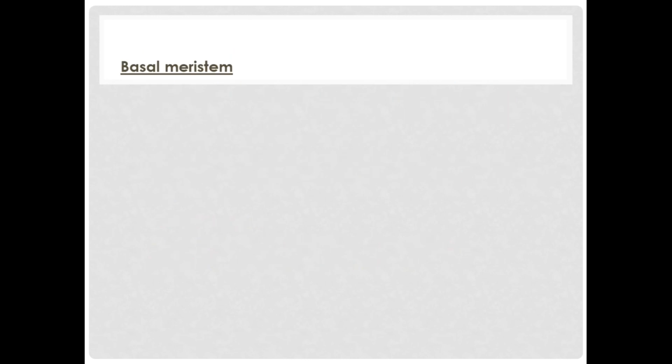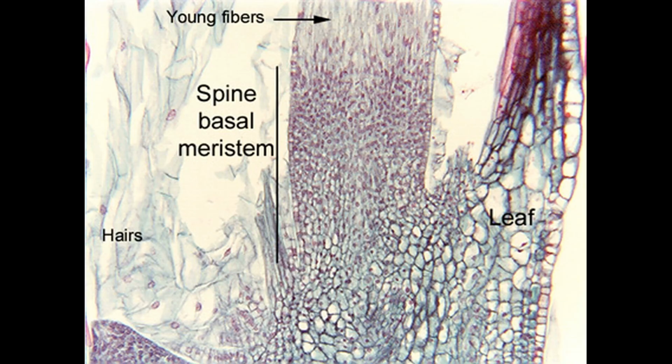Now let's take a look at the basal meristem, which is the last type of meristem that we are going to look at today. A basal meristem is a meristem that is located at the base of the organ that it produces. Growth happens not at the tip but at the base.